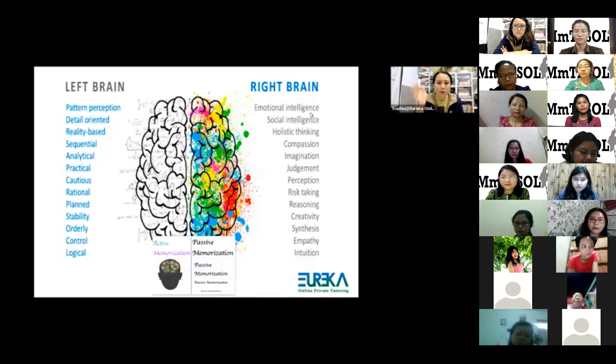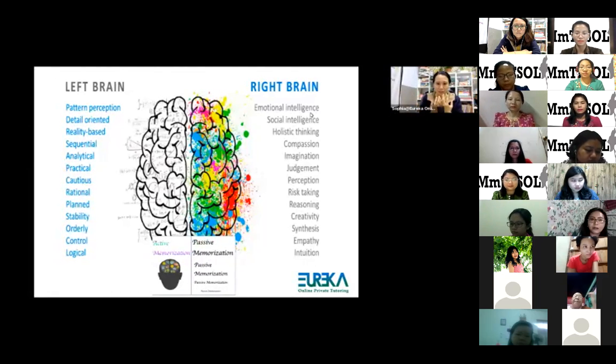Let's look at right brain. Right brain is all about creativity, imagination, empathy, intuition, these things, right? But if we can synthesize both parts of the brain and learn, it is much better for us. So active memorization does all these things, rather than passive memorization.